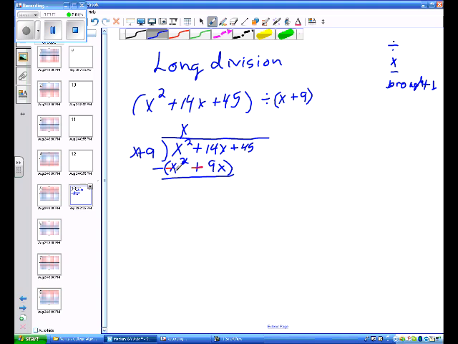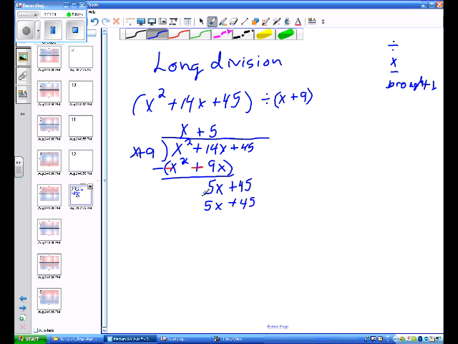X squared plus negative x squared is 0. This should always turn out to be 0. 14x minus 9x would be 5x. Then we're going to bring down. Now we're going to start all over. X times what is 5x? Well, times a positive 5. 5 times x is 5x, and 5 times 9 is 45.